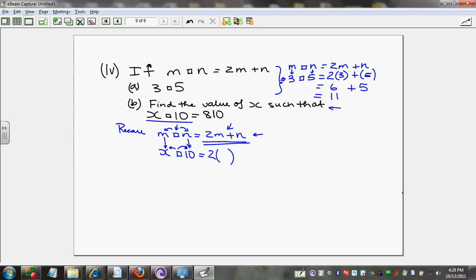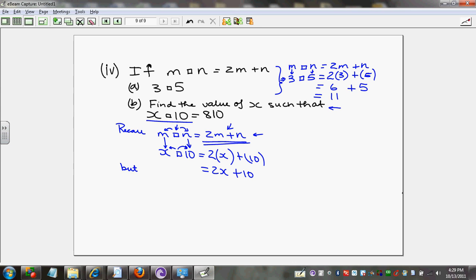So 2 by, instead of m, we're going to write x, plus, instead of n, we're going to write 10. So this works out to be 2x plus 10. So x box 10 is really 2x plus 10. If x was a number, you'd have just replaced it and you'd get an answer one time. But it was a variable. X is something that is varying. Okay, so we put 2x plus 10.